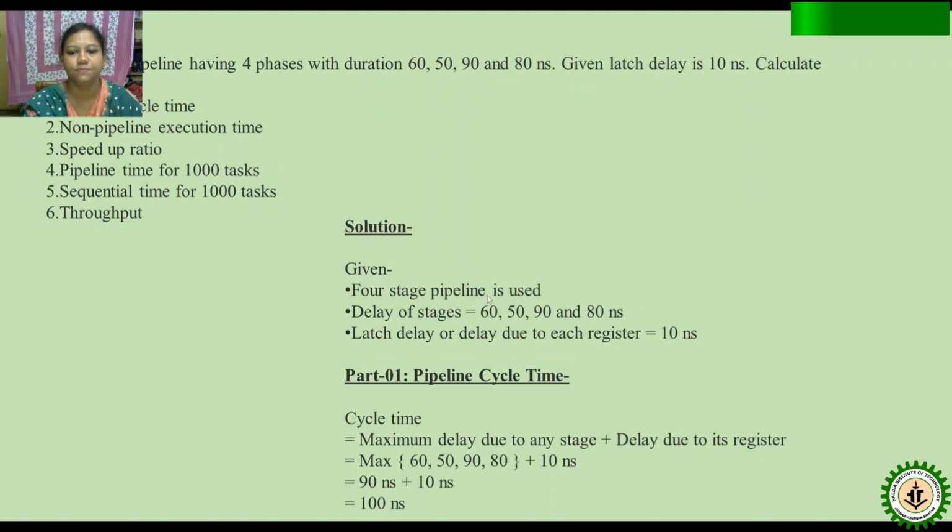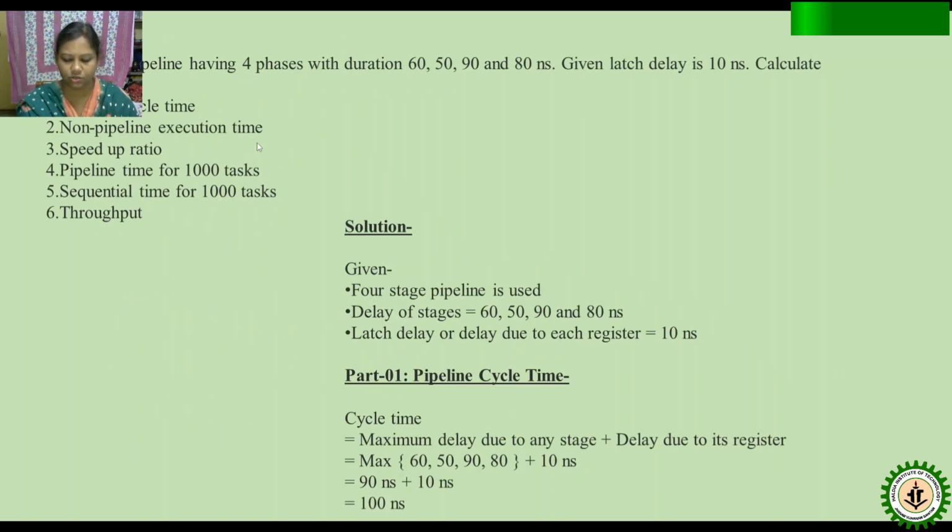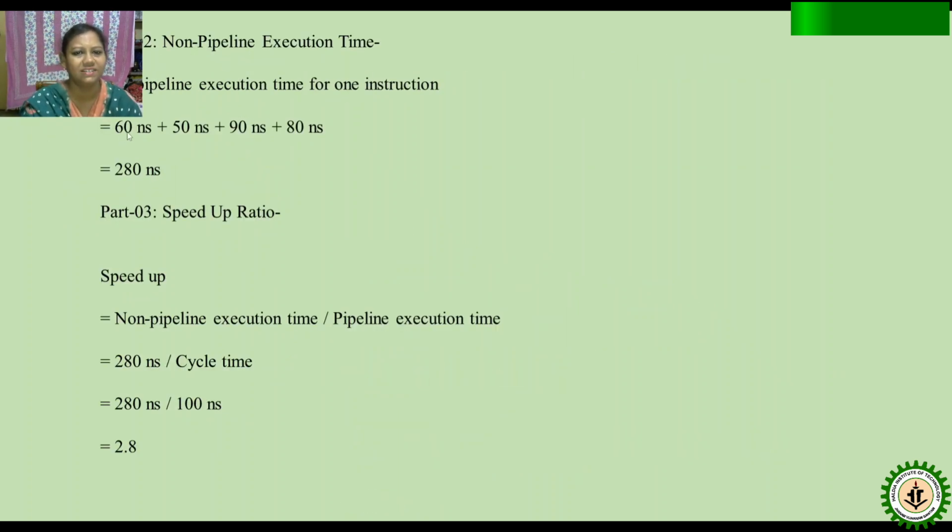So a 4 stage pipeline is used. The stage delays are 60, 50, 90 and 80, and the latch delay for each register is 10 nanoseconds. So the first question is pipeline cycle time. How to calculate the cycle time? Maximum delay due to any stage plus delay due to register. So max of 60, 50, 90, 80 equals 90, plus 10, equals 100 nanoseconds. So the first answer is the pipeline cycle time. Part 2 question is non-pipeline execution time, which is just direct addition: 60 plus 50, 90 plus 80, equals 280.